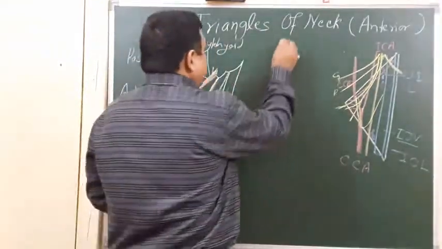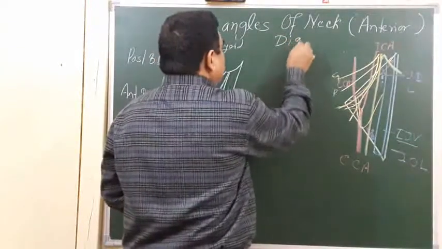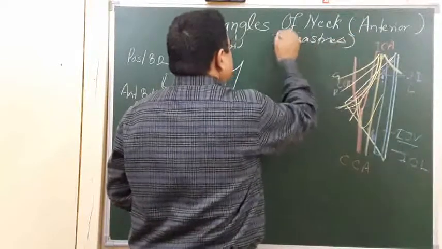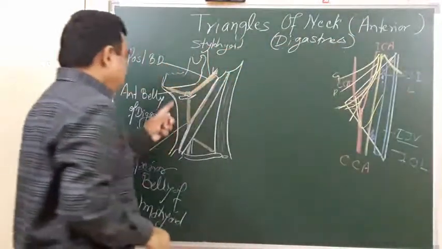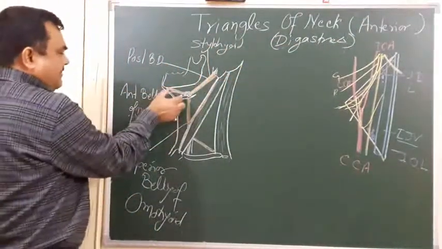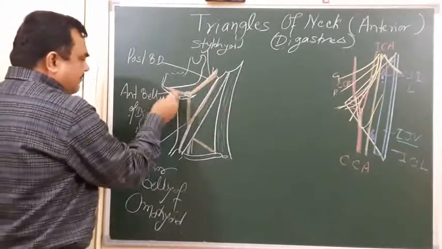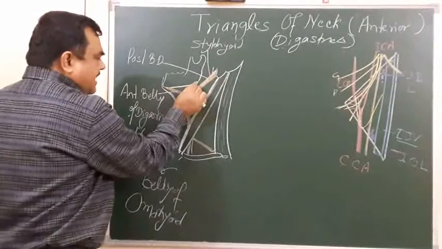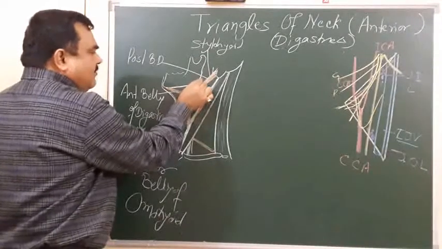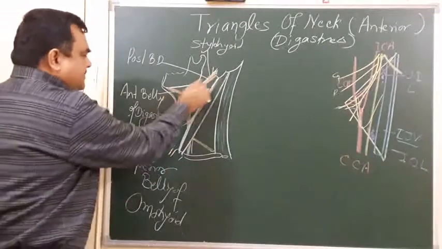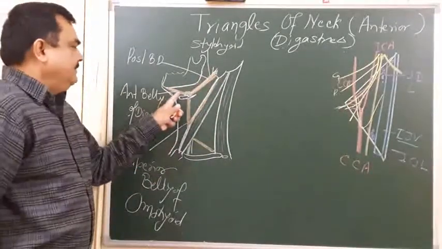Now we'll discuss the digastric triangle. In this diagram, this is the anterior belly of the digastric, and this is the posterior belly of the digastric. Here is the base of the mandible. Here is a line joining the angle of the mandible to the mastoid process. This triangle is the digastric triangle.